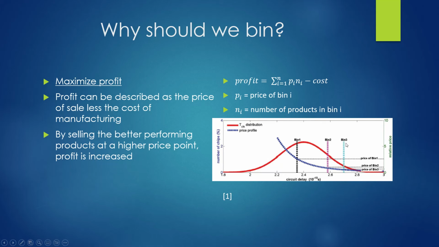Bin 3 shows devices that are greater than around 2.7 latency, and these would be sold for the lowest price. Bin 2 is a little bit better performing, and could perhaps be sold for a slightly better price. Bin 1 would be the best performing, with a circuit delay of less than around 2.4, and could be sold for the highest price. Note that bin 1, the highest price, was chosen to be a more likely bin for the devices, so there will be more devices in this bin, meaning more devices that can be sold at the highest price point. These bins were chosen in this way to attempt to increase and maximize the profit for this product.